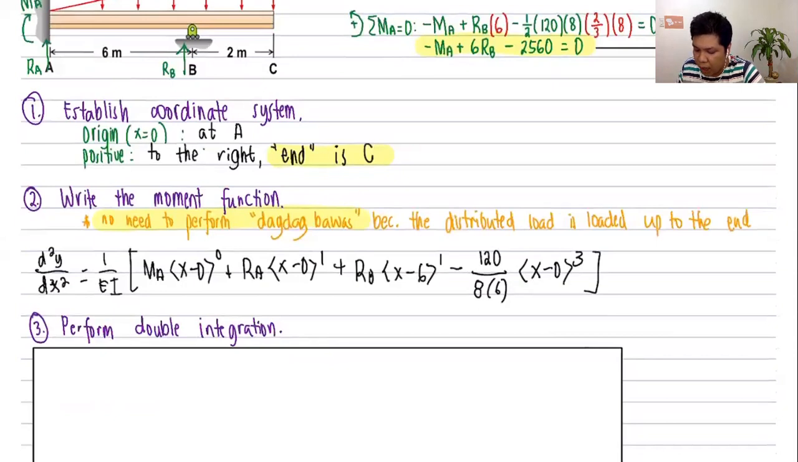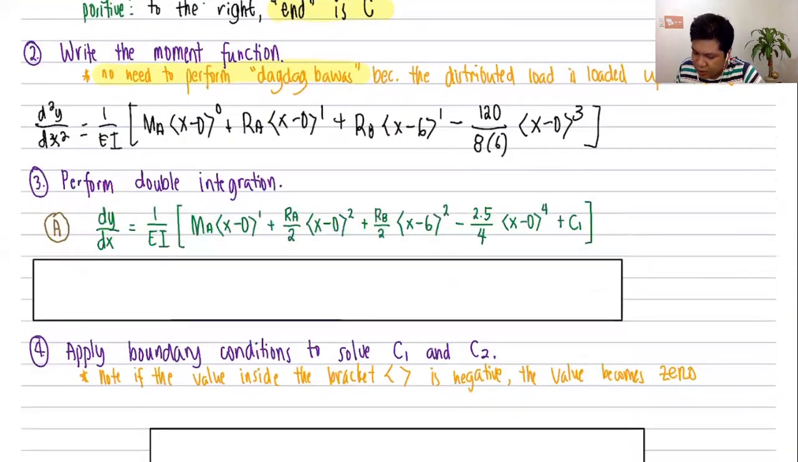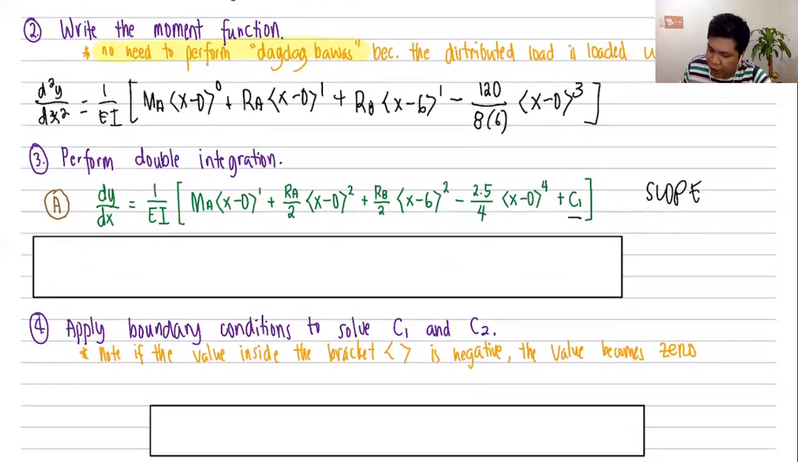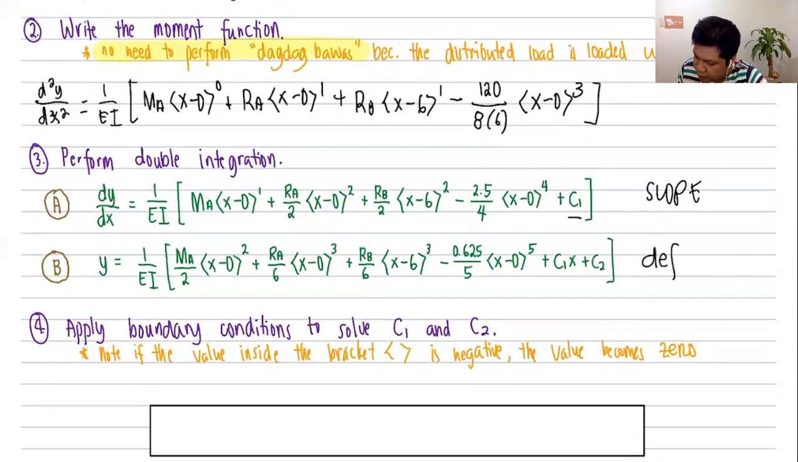Next step is to perform the double integration method. So my first integration will give me the slope. That's equation A. Do not forget the constant of integration. Then I integrate further. This is now equation B, which is the deflection or the equation of my elastic curve. Do not forget the second constant of integration, C2. After I perform my double integration, my next task is to apply my boundary conditions in order for me to solve C1 and C2, and to obtain my next equation, which is a compatibility equation for us to solve the support reactions.